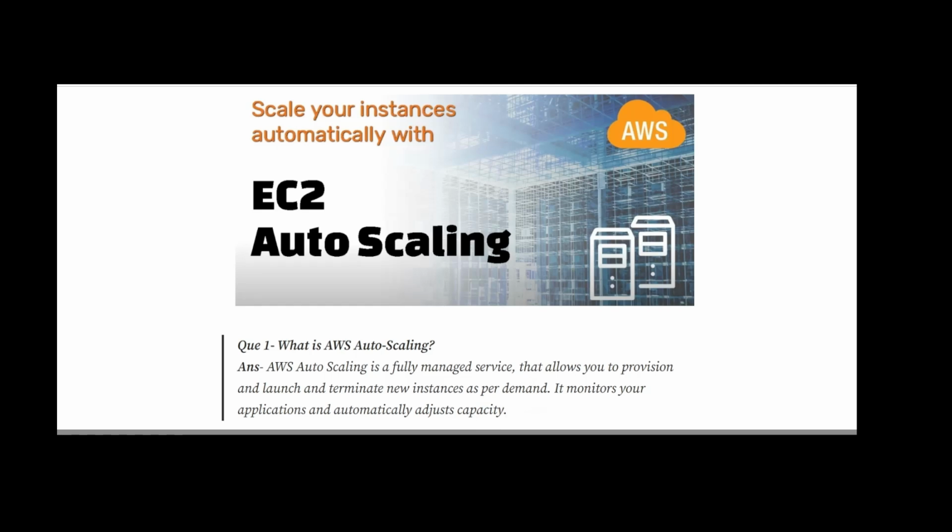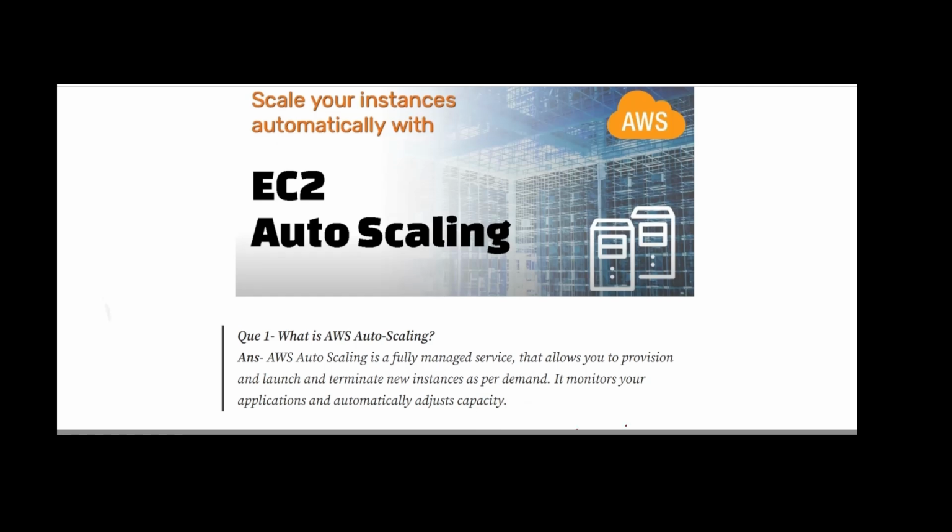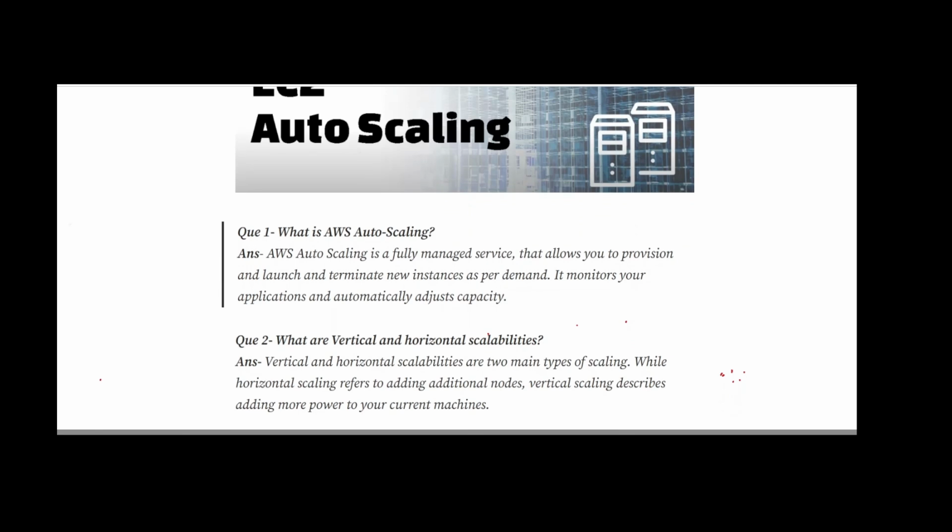Question number 2. What are vertical and horizontal scalabilities? So basically, there are two main types of scaling. Horizontal scaling refers to adding additional nodes, while vertical scaling describes adding more power to your current machine. For instance, if your server requires more processing power, vertical scaling would mean upgrading the CPU. You can also vertically scale the memory, storage, or networking speed.